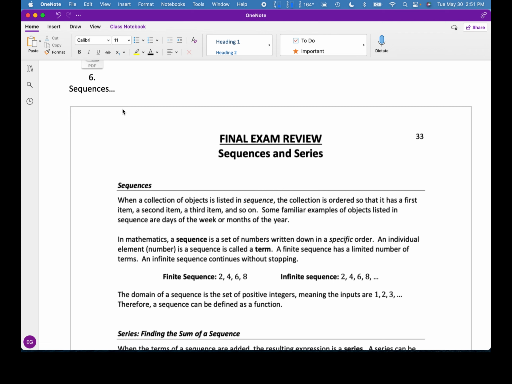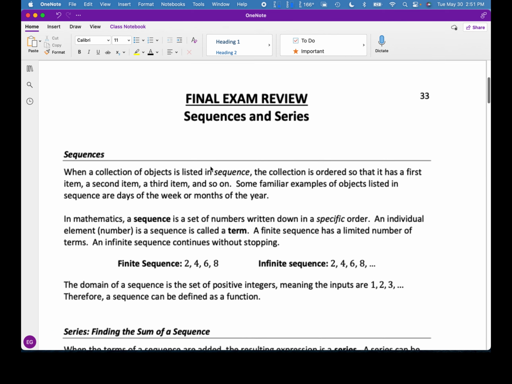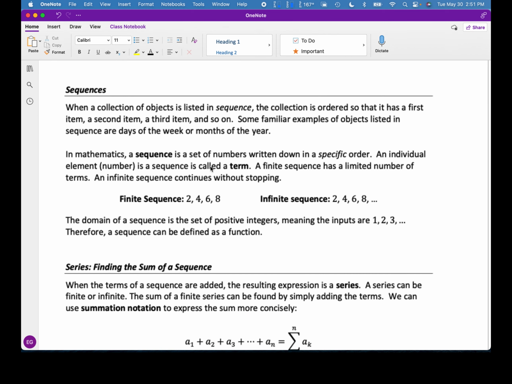All right, friends, here is a little crash course review of sequences and series for us to be able to remember everything that we need to know about them. So start off with some basic definitions up here, right? A sequence is just a set of numbers written down in a specific order. The important thing about it is that the domain is going to be a set of positive integers, meaning that we start with 1, 2, 3, and no decimals, no zero.